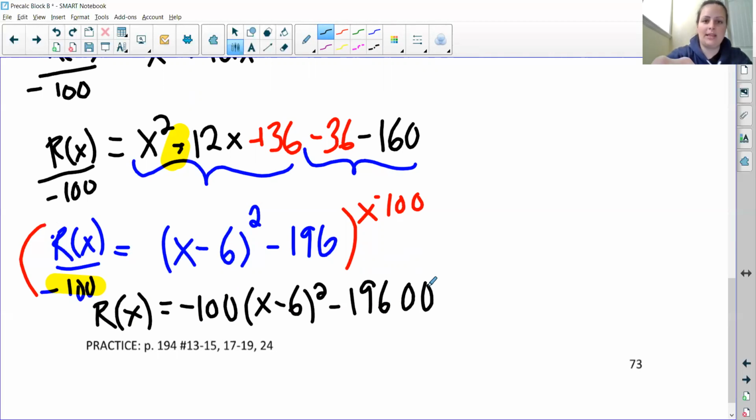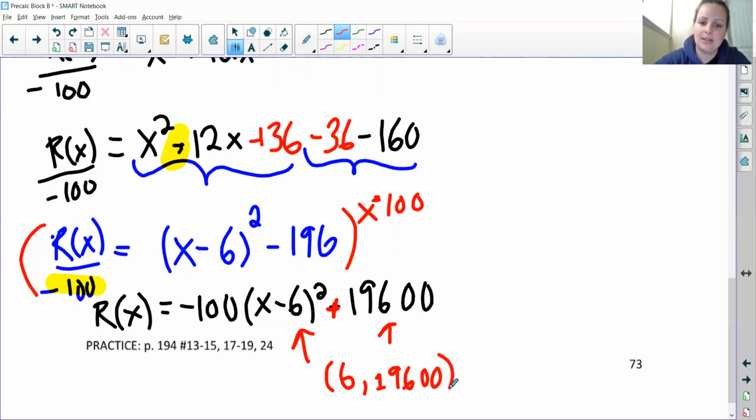So this tells you the value of x, right, for your vertex. So the vertex happens at 6, and this is, oh, this should be a positive, sorry, because you're multiplying by negative 100. Negative 196 times negative 100 is positive. And this tells you the maximum that happens at 19,600. Okay, so these are the points of our vertex.